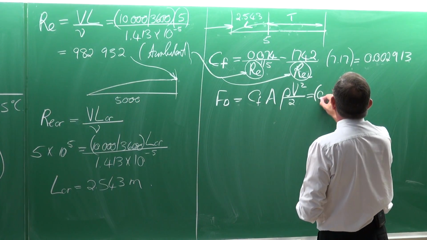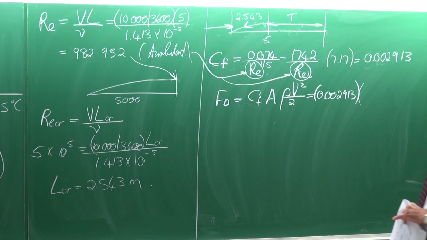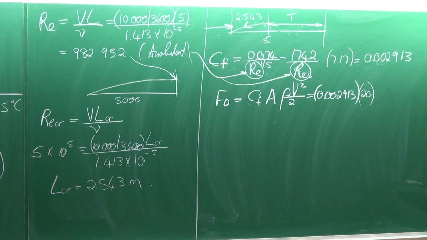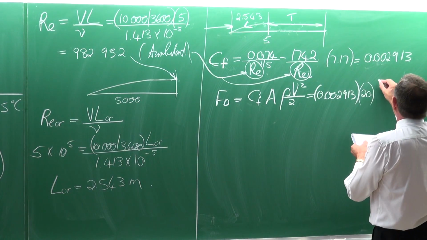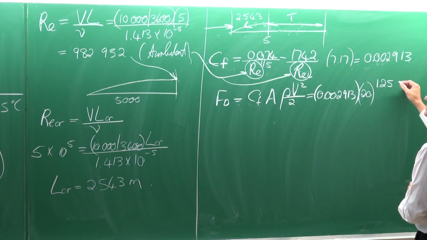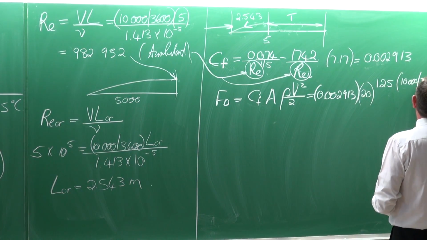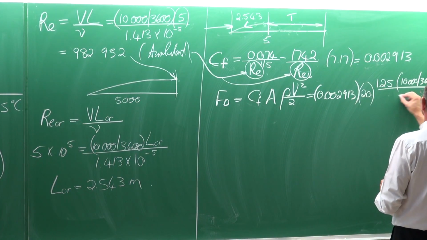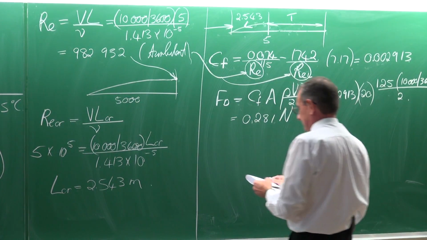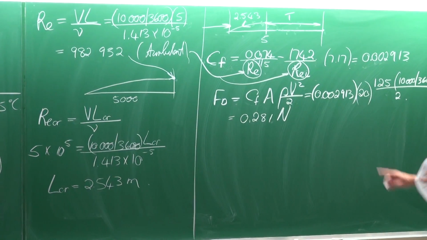Okay, let's put it in, write it out: 0.002913 multiplied by the surface area, in this case, is 5 multiplied by 4, it's 20 square meters, multiplied by the density is 1.25, something like that, multiplied by the velocity again is equal to, what was it again, 10,000 divided by 3,600 squared divided by 2, and from that we can determine the drag force as 0.218 newtons. Very small. This is for the drag force.